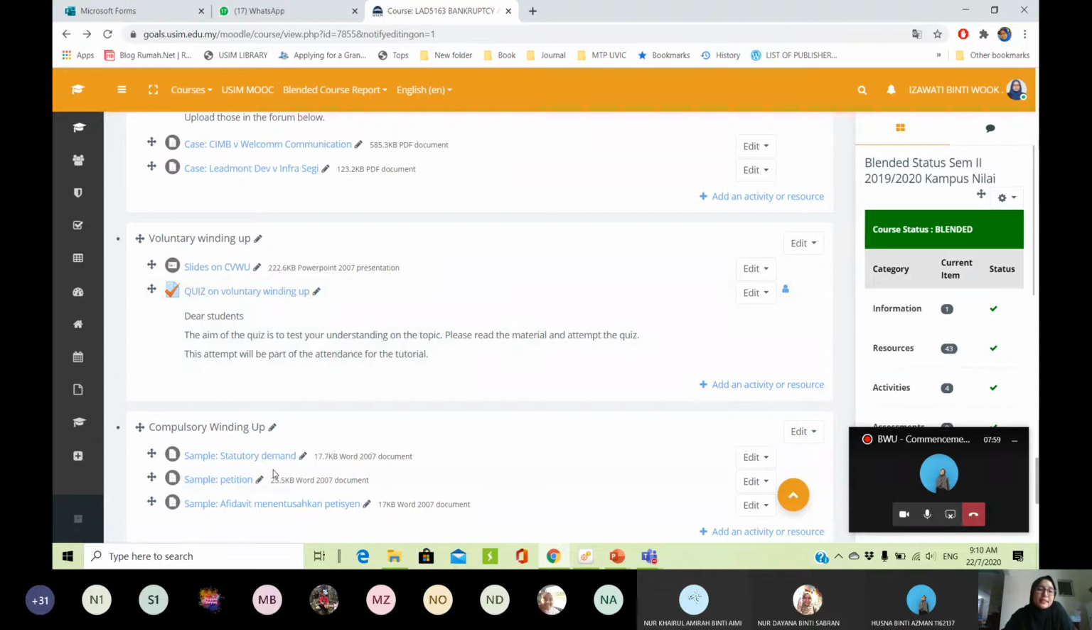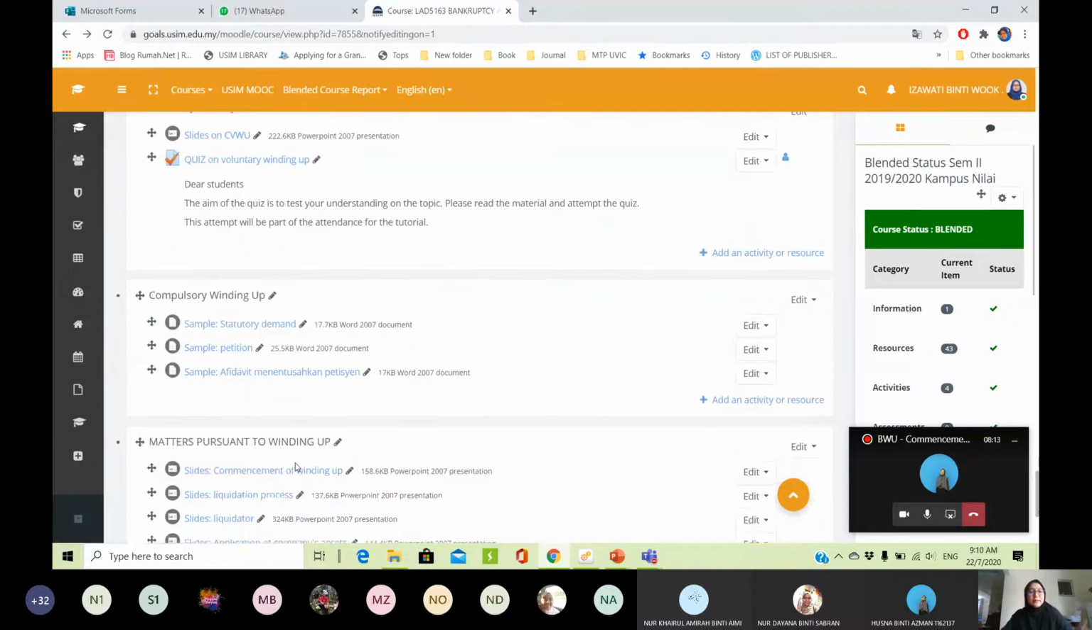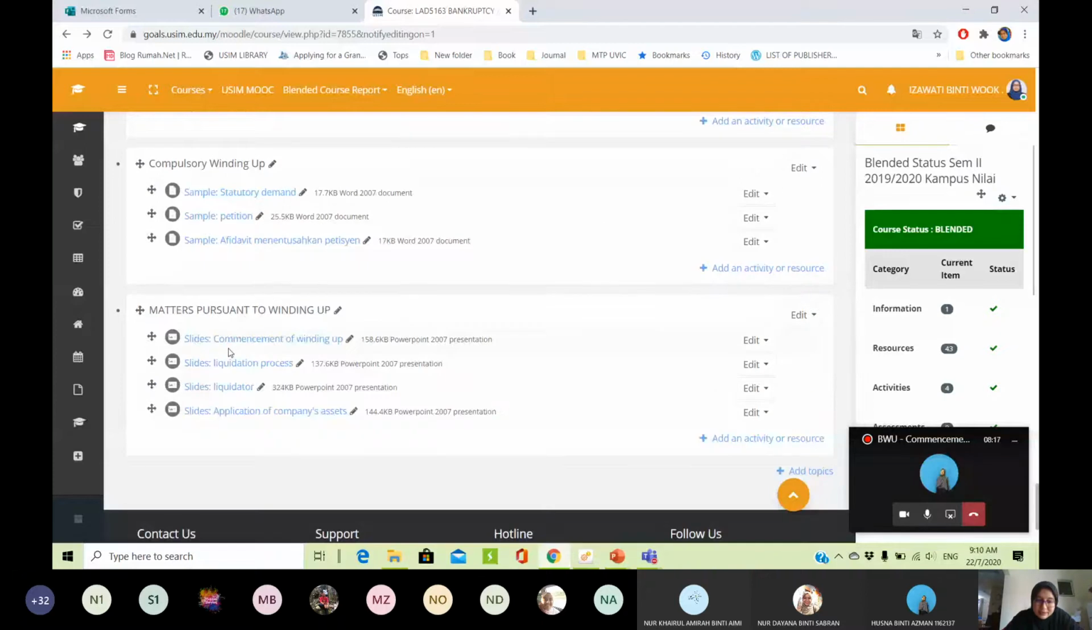So bila a company has been wound up, so that means the company would be deregistered. Maksudnya dia tamat lah, maksudnya dia punya life as a legal person tu has been ended by the process of winding up. Okay, so we are going to look at what happened after this. So the first topic is commencement of winding up, when the winding up commence. So kemudian apa effect dia of the commencement of the winding up. Okay, and then we will look at how the liquidation process is conducted.